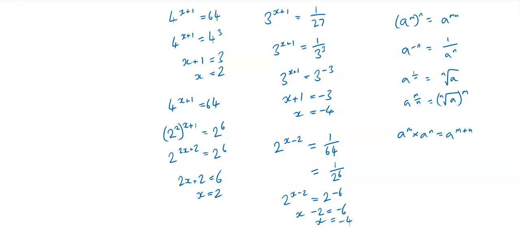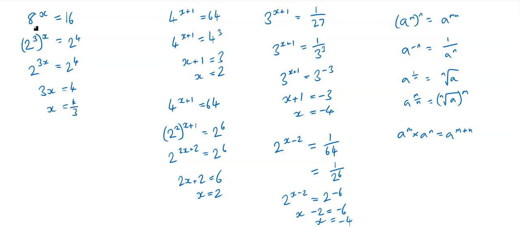Just ramp this up with some slightly harder questions, which is to say harder rules of indices. So suppose we have 8 to the power of x equals 16. I mean, it's sort of tempting to go, well, it's times by 2, isn't it? But no, we need to reduce everything down to a common base, which in this case is 2. So 8 is 2 to the power of 3, to the power of x, and 16 is 2 to the power of 4. We then have 2 to the power of 3x equals 2 to the power of 4, which means 3x equals 4 and x equals 4 over 3.